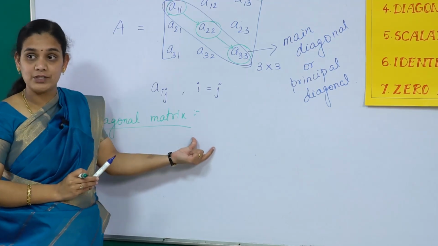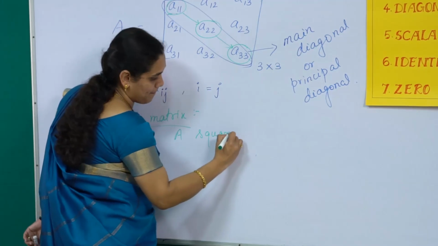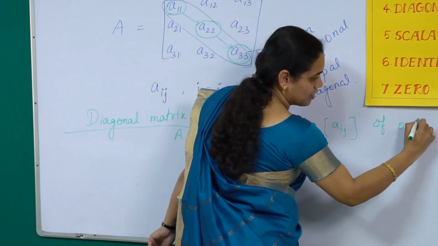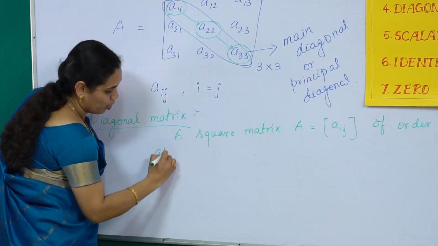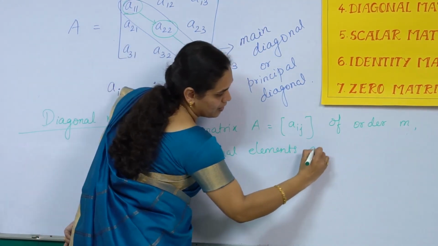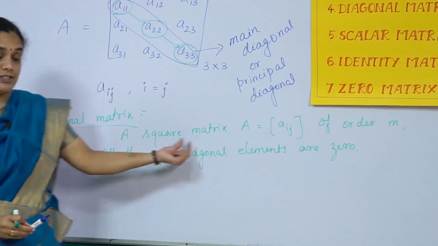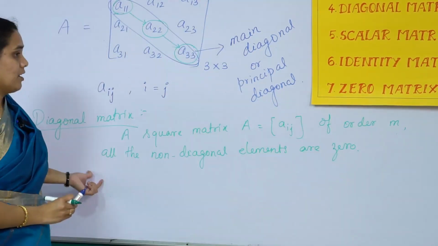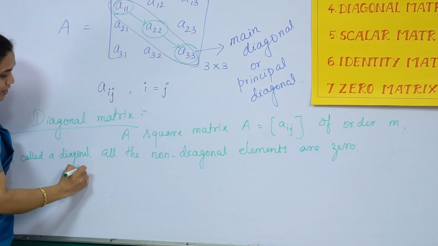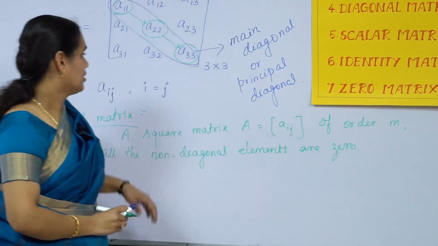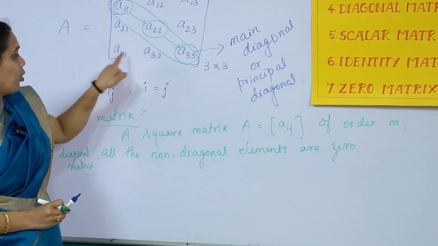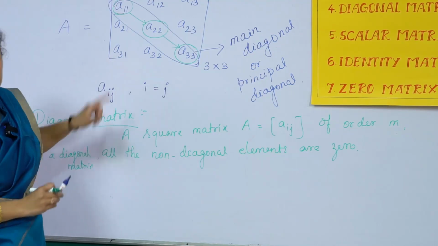To be a diagonal matrix, first of all, it should be a square matrix. A square matrix A equal to Aij of any order, say let's take m. Here, all the non-diagonal elements are 0. A square matrix A equal to Aij of order m is called a diagonal matrix in which all the non-diagonal elements are 0. What are these non-diagonal elements? The rest. This is called diagonal elements. The rest are called non-diagonal elements. If these are all 0, then we call that particular matrix a diagonal matrix.